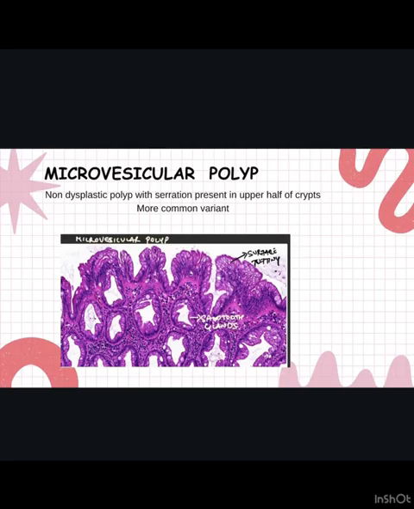We'll now start with the microvesicular hyperplastic polyp. This is a non-dysplastic polyp and as we discussed before, the serrations are only limited to the upper half of the crypts. So this is a more common variant. Now in microvesicular variant, basically there are epithelial cells and here you have small mucin vacuoles. There is also surface tufting and this is the sawtoothing that we are talking about.